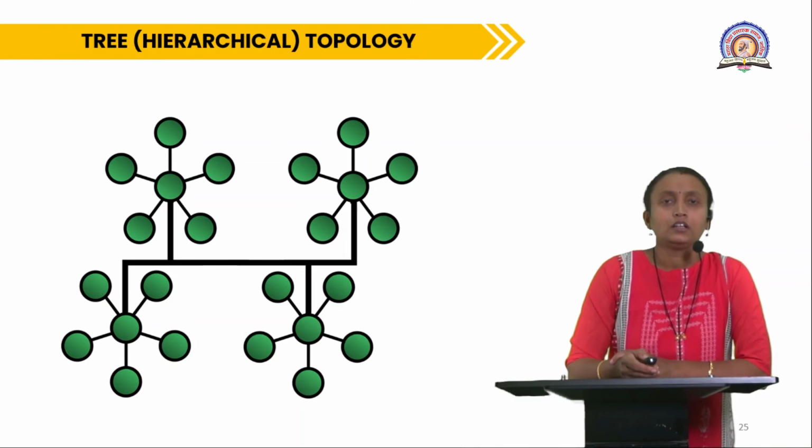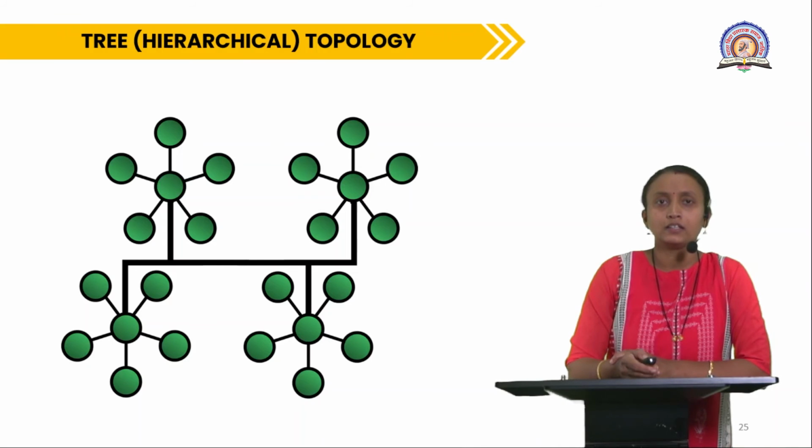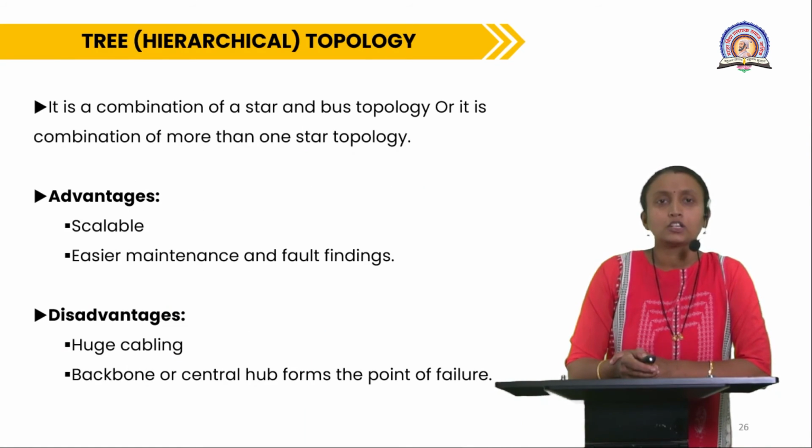Next is tree, also known as hierarchical topology. Basically, hierarchical topology is the extension of star topology in which more than two stars are used to create a single network, or stars with a bus topology form a single network. So we can say that the tree topology is a combination of star or bus topology, or a combination of two different star topologies.